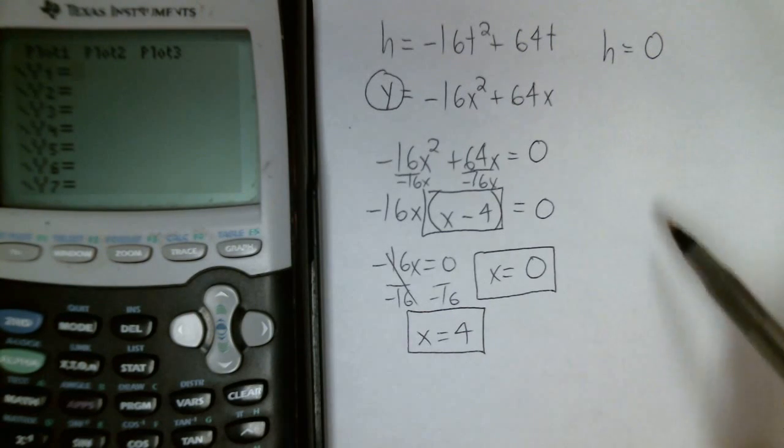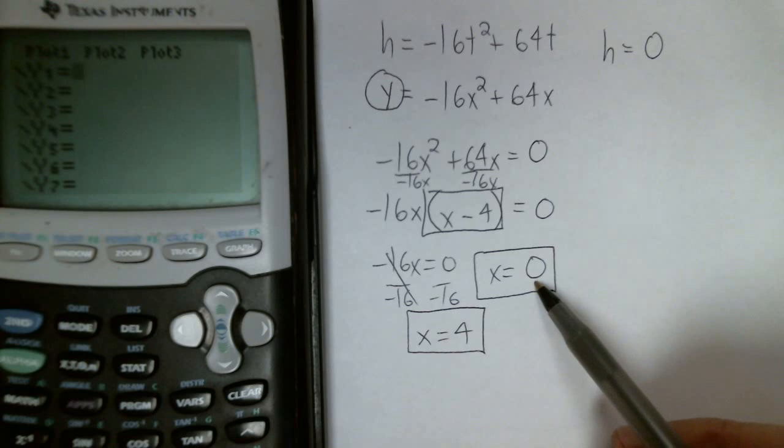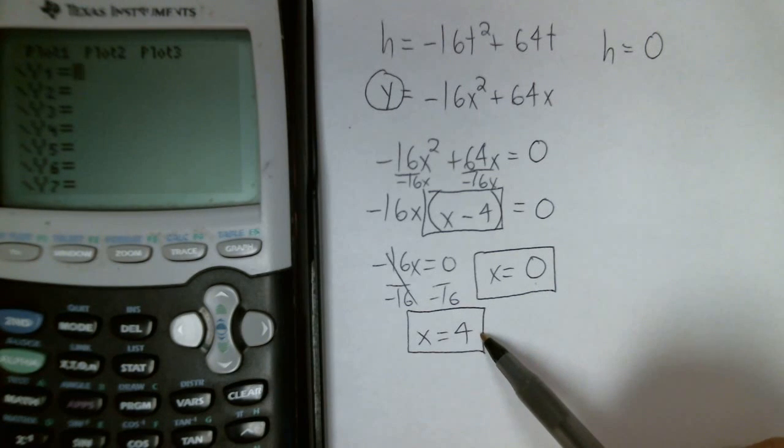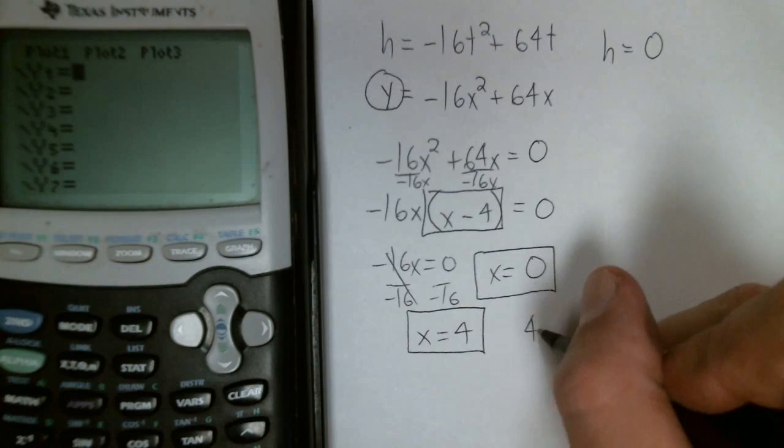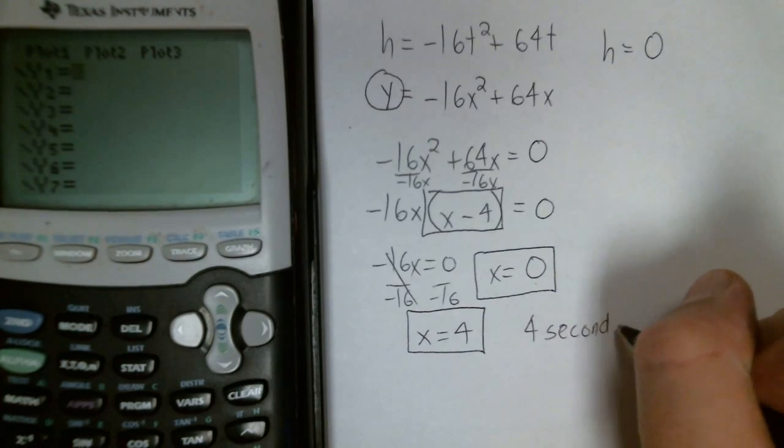The golf ball goes up and it comes back down. Obviously at a time of 0, it's at a height of 0, so this is going to be the more reasonable answer, right? After 4 seconds, it's reasonable that my golf ball is going to come back down and hit the ground. So my final answer is 4 seconds.